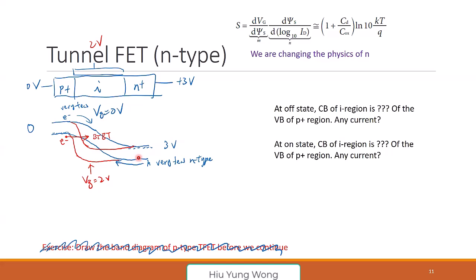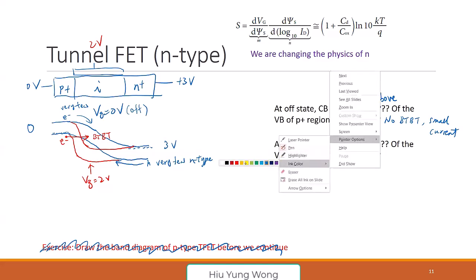Right? So in summary, it is this. At the conduction band, intrinsic conduction at off states, right? This is off states. The conduction band of the intrinsic region is above the valence band of the P plus region. So no band-to-band tunneling, so very small current, right? And then what happened?